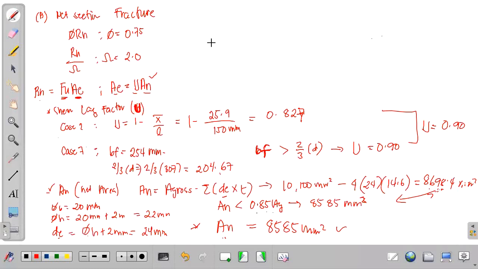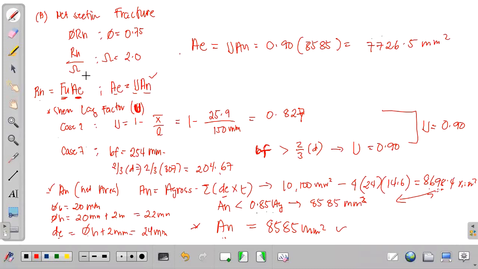Okay? So we have now the shear lag factor and then the U. So we can now solve for the AE. AE is equal to U times AN. U natin 0.9. AN natin 8585. So kindly solve for our effective net area. We have 7726.5 mm squared. So ito na yung magiging AE natin.